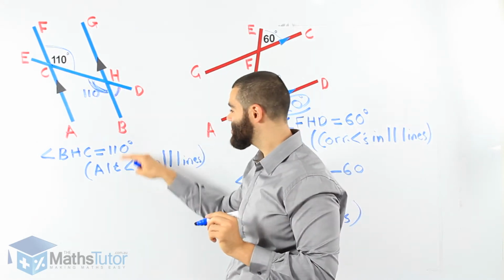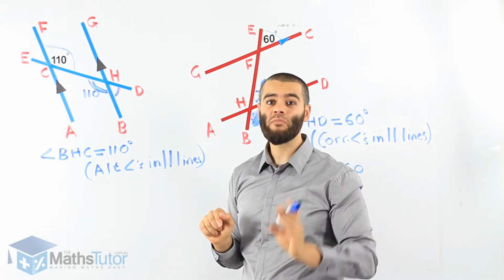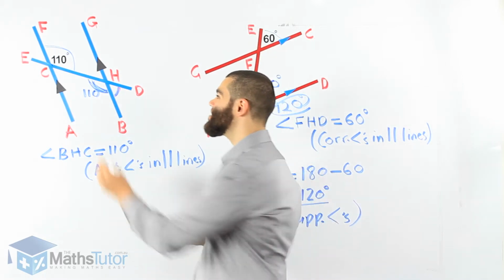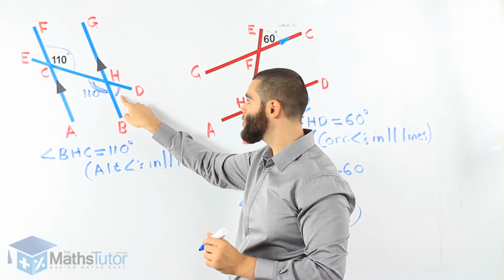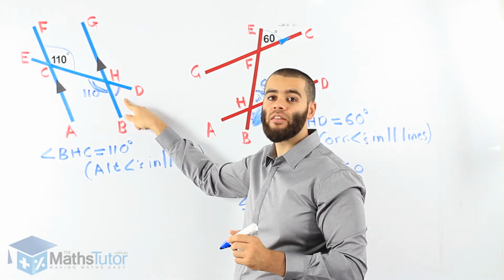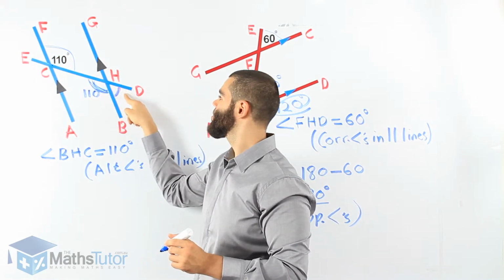Very important, we are justifying our answer. We can't just give answers without giving reasons. Your reason is sometimes more important than the answer itself. You have to show the reason. So this is 110. We're looking for angle BHD. Let's not forget, angle BHD, that's what we're doing all this for. We're going from here to there, and now we're going from here to here.